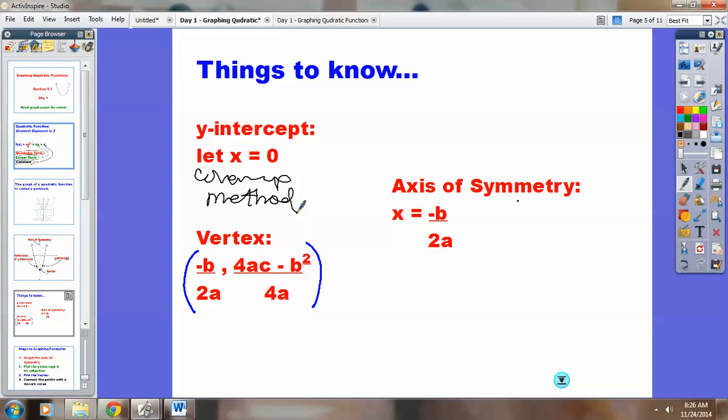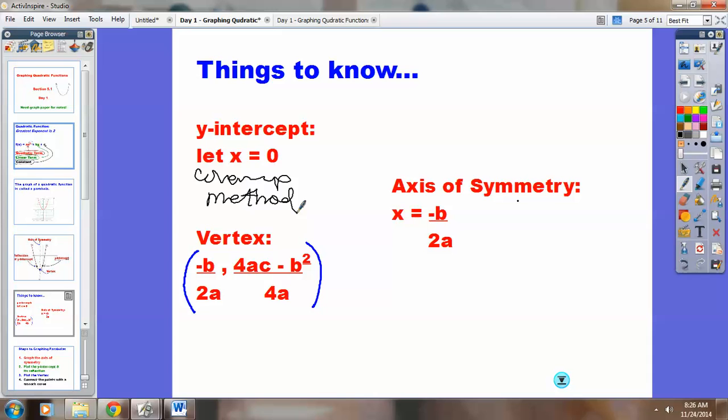Now for the vertex. Technically, this is the formula for a vertex, and it is above the door. So worst case scenario, I ask you to find the vertex and you can't remember how I told you, there's always a formula up there above the door. That will always find your vertex. I'm going to show you what I feel is a little bit of an easier way to find your vertex.